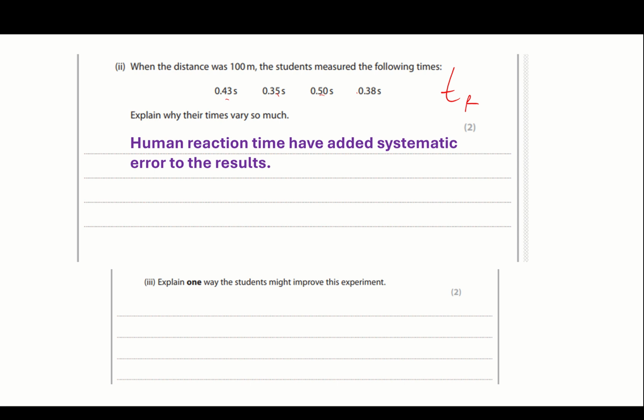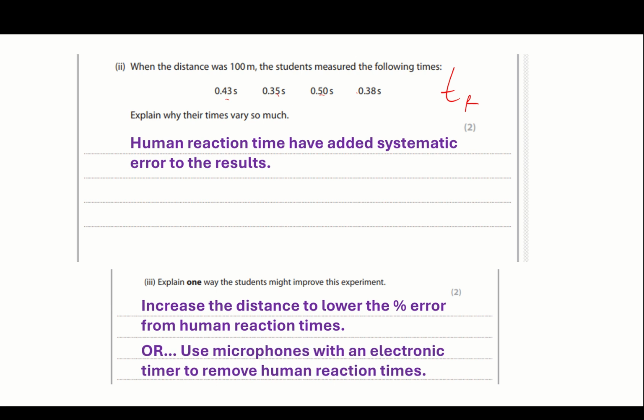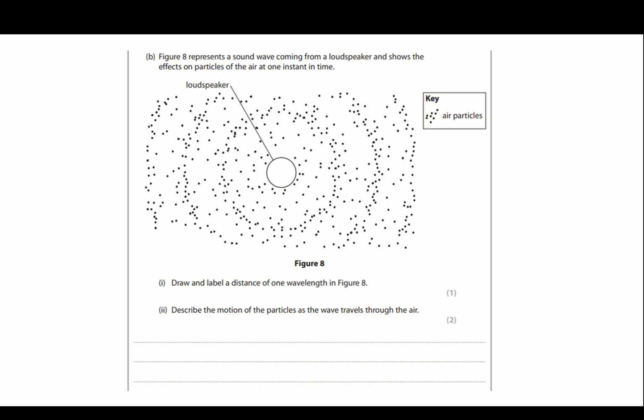How might we improve this experiment? Increase the distance, that will lower the percentage error from human reaction times. A really nice one is use microphones with electronic timers. This completely removes human reaction times. So the one just reduces the percentage error, the other one gets rid of that error.